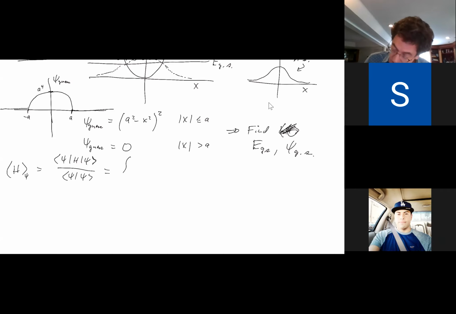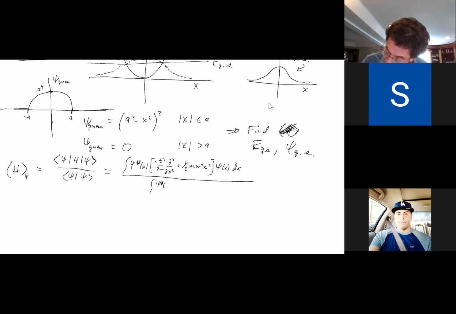It's going to be the integral of psi star of x, and then I've got my Hamiltonian, negative h bar squared over 2m d squared dx squared plus 1/2 m omega squared x squared, acting on psi of x dx. That's the top part. And then the bottom part is going to be the integral of psi star of x psi of x dx. I'll just keep reminding you, this part is for normalization purposes. So this is what we've got to calculate.